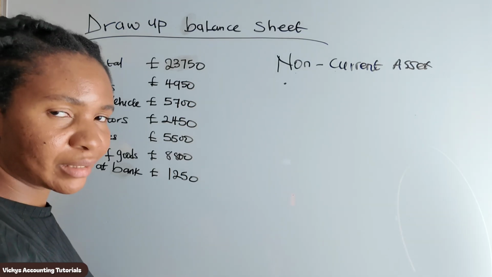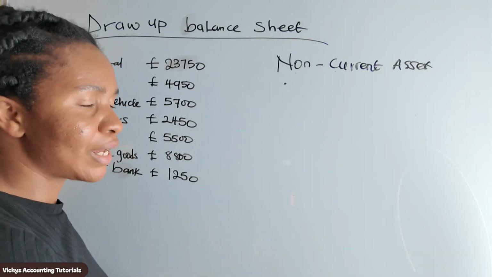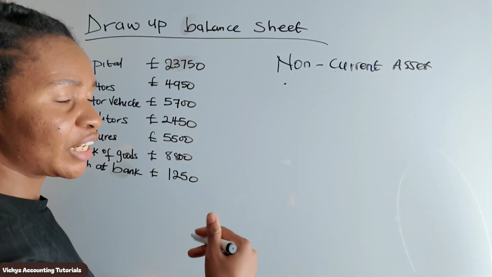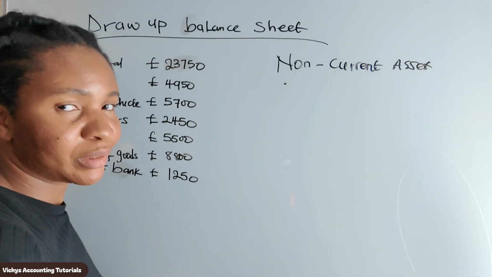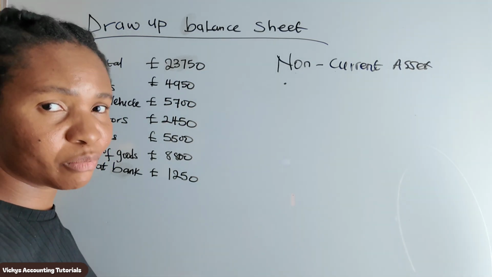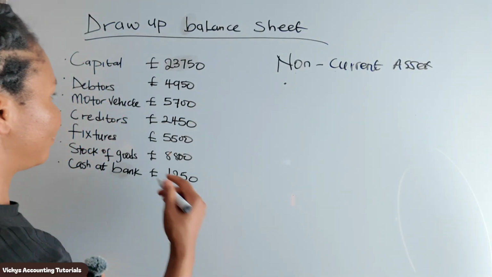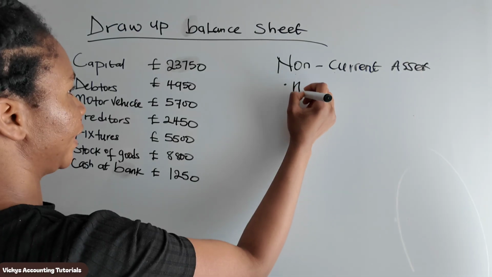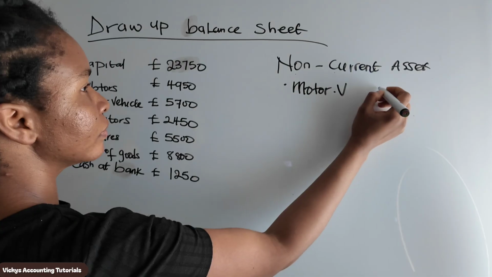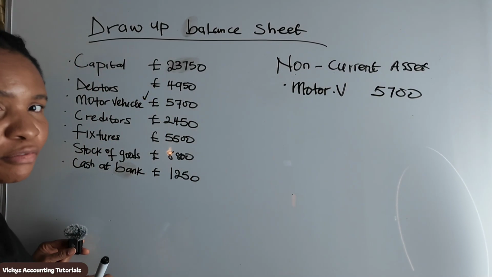The aim is for that asset to generate income for the business, and therefore we classify it as a non-current asset, because it takes a while before it can be turned into liquid cash. It's difficult at times to convert that van into liquid cash, and it can take more than a 12 month period. So we classify it as a non-current asset. So here, motor vehicle, I just write motor V. How much is it? 5,700. So we tick that off.